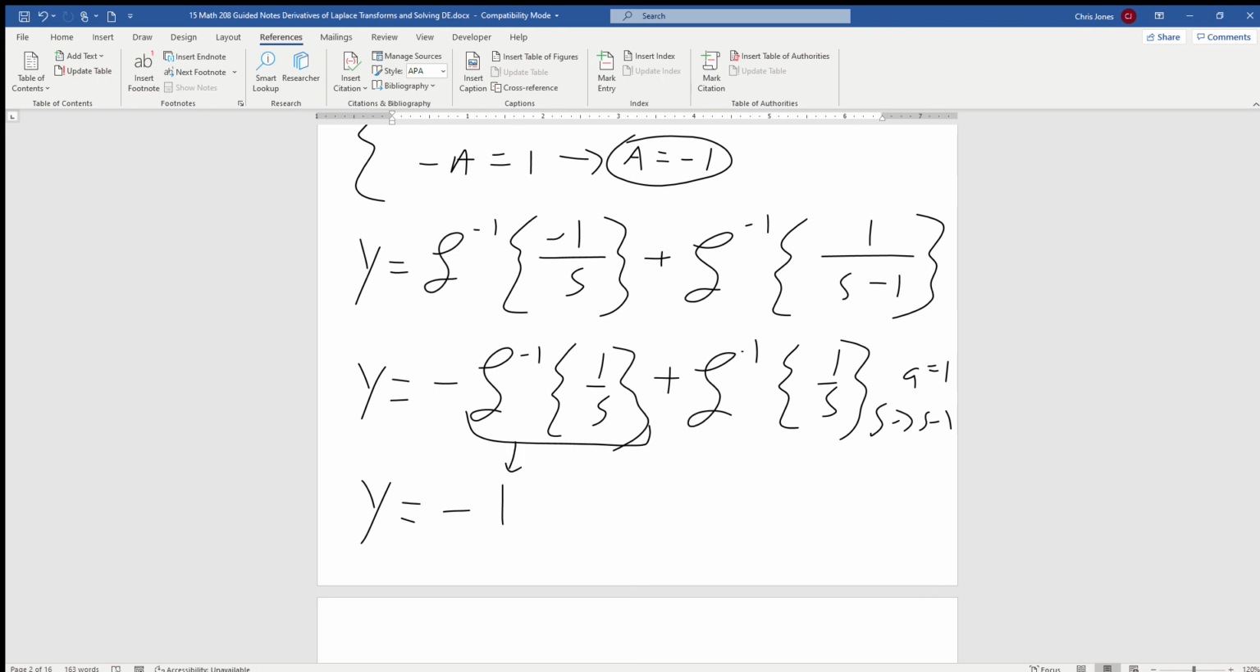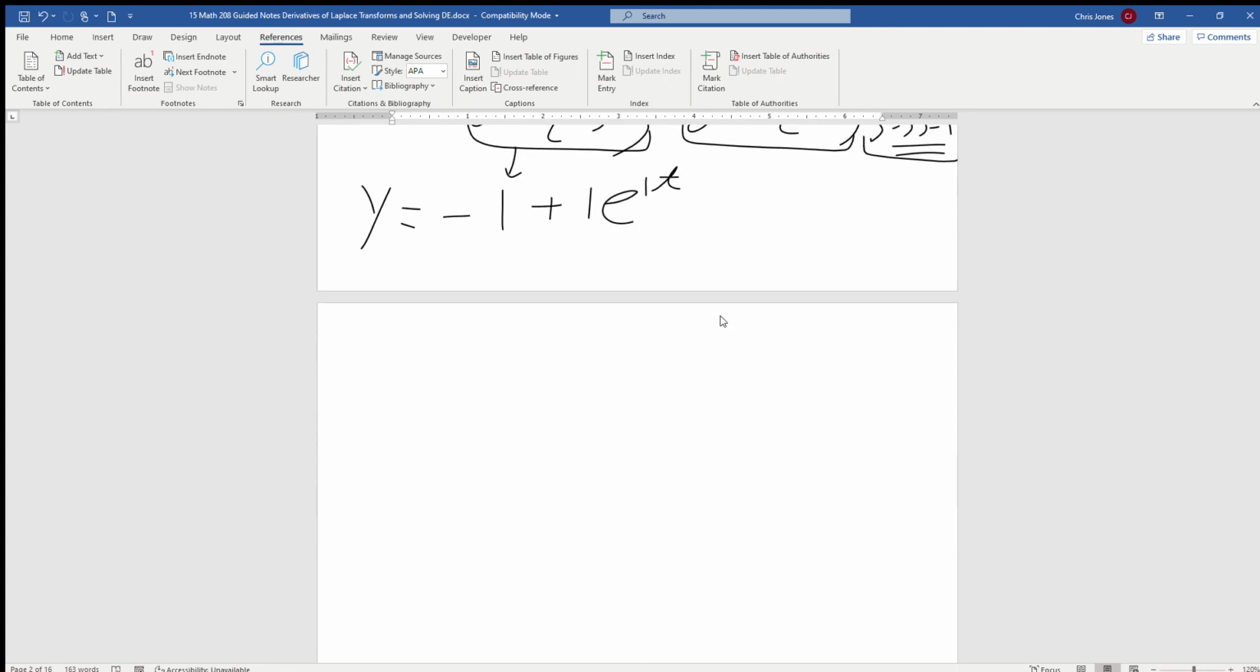And then this is going to turn into 1. But then right here, this is going to be our e to the 1t. Right? And again, that's because of our first translation theorem. Okay. And then finally, we could just rewrite this as y equals e to the t minus 1.